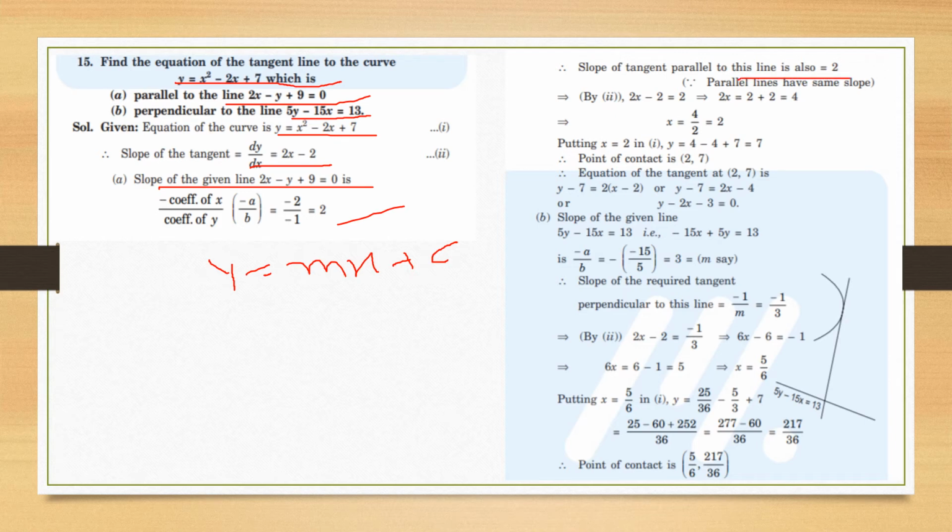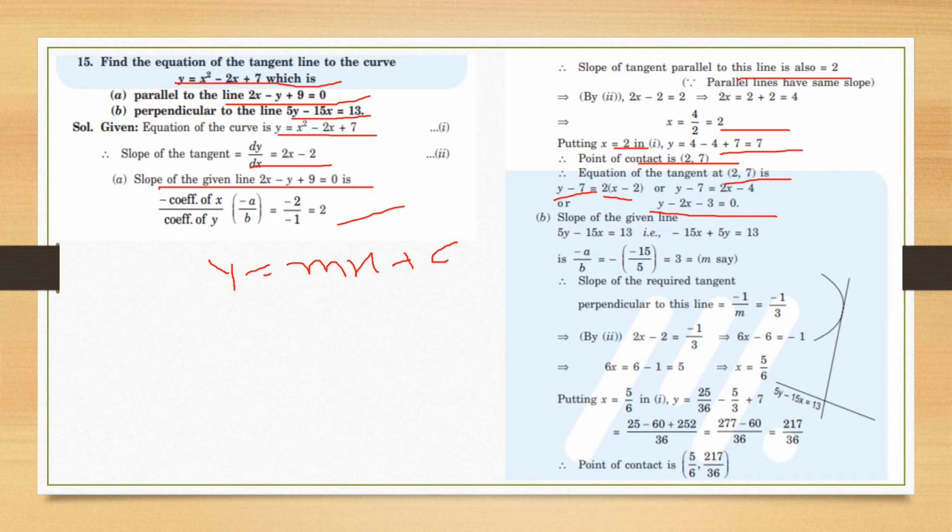So that means 2x minus 2 is 2. That means x is equal to 2, and for x equal to 2, I'll get y as 7. So the point of contact is (2, 7). And the equation of the tangent is y minus 7 equal to 2 times x minus 2, that is y minus 2x minus 3 equal to 0, using the form y minus y1 equal to m times x minus x1.